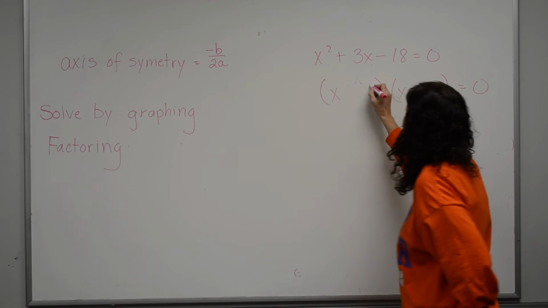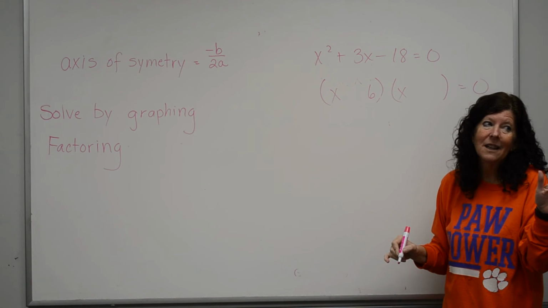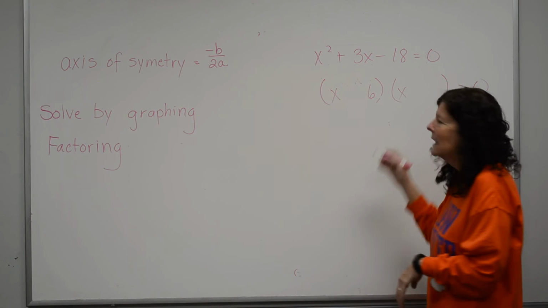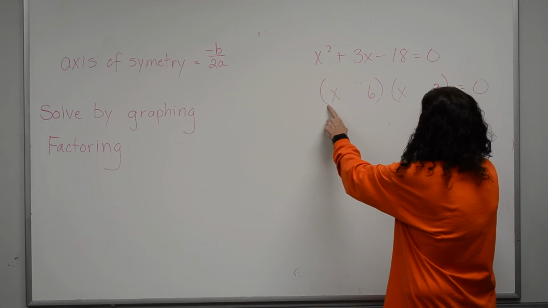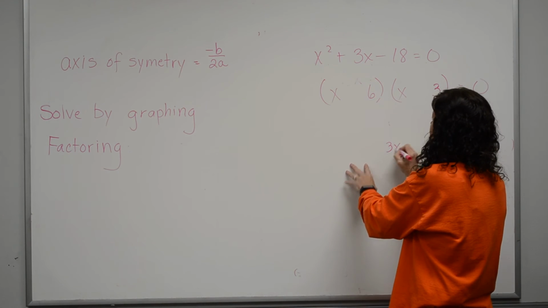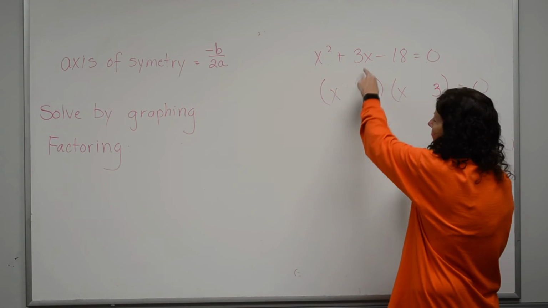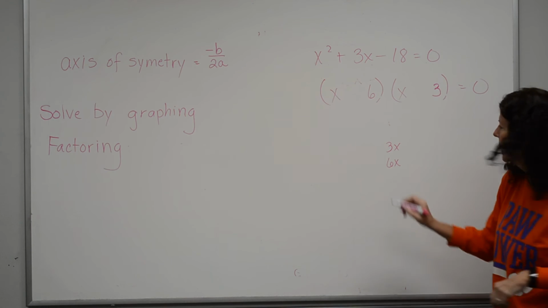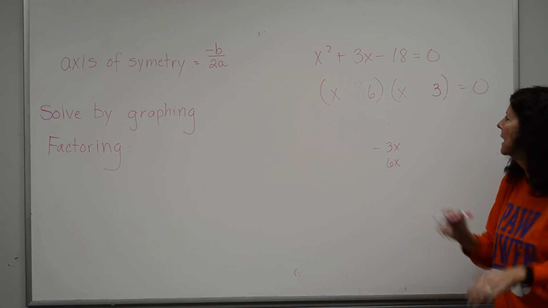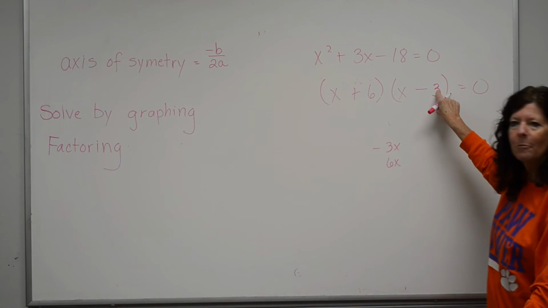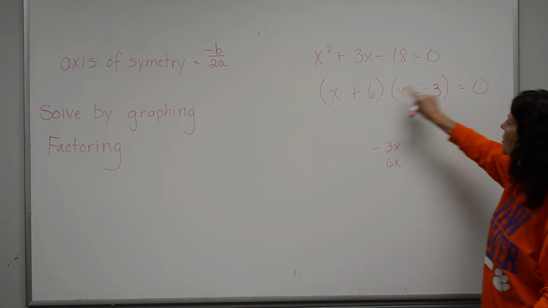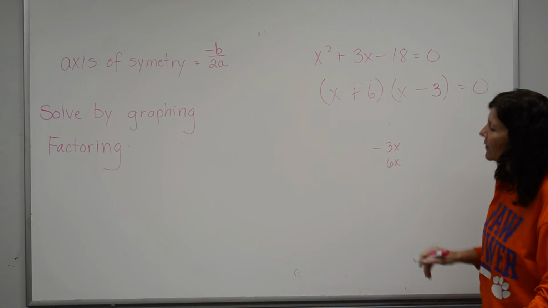6 and 3. Okay, now I could have chosen 9 and 2, but 9 and 2 is not going to work ultimately. Okay, so 6 and 3 is actually going to give me exactly what I want, because I have a 3x and I have a 6x. I want a positive 3x when I finish, so that needs to be negative. So I put a negative here, a positive here, make sure my last still works, which it does. 6 times negative 3 is negative 18.